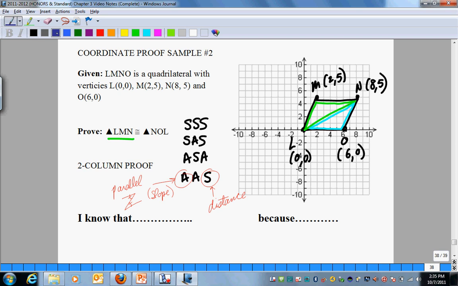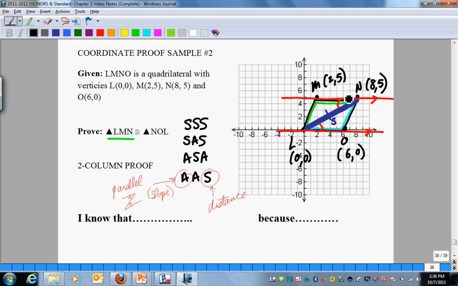We can say that LN is congruent to LN. And the reason we can say that is reflexive. There's actually no math needed for that. Now the next thing we can do is if I can say somehow that MN and LO are parallel, if I can prove that, then I can get my armpits of the Z going this way.